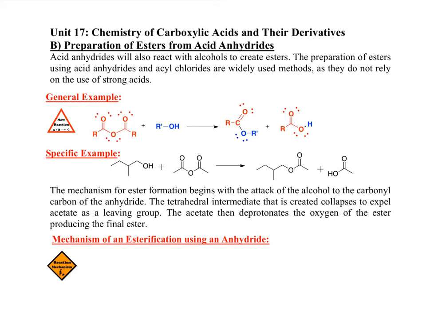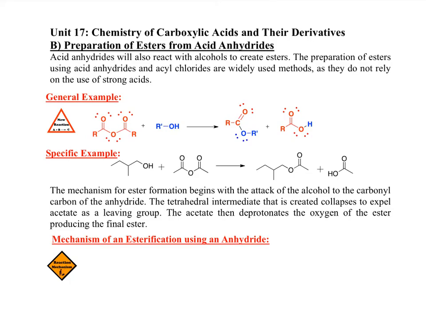Esters can also be prepared from anhydrides. Again, anhydrides are reactive towards alcohols, and so here we've got an anhydride. If we react this with an alcohol, the alcohol will add to one of the two carbonyl carbons, and the other one will act as a leaving group and be expelled to give as the final product our ester plus a carboxylic acid as a byproduct. So in this example shown here, we've got an alcohol treated with acetic anhydride, and we make our ester shown here plus acetic acid as our byproduct.